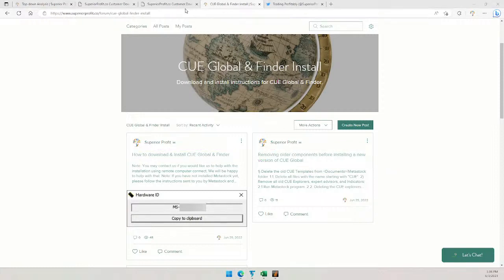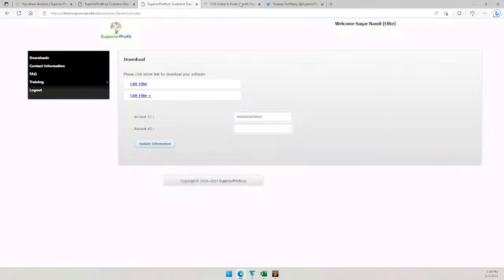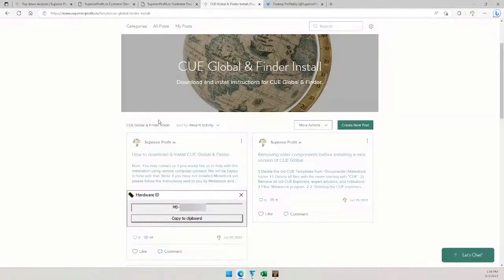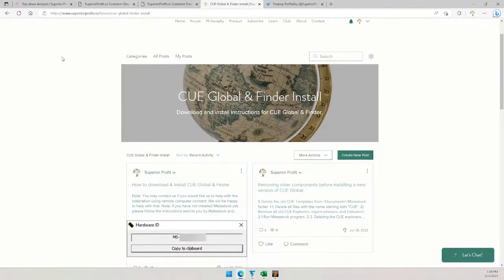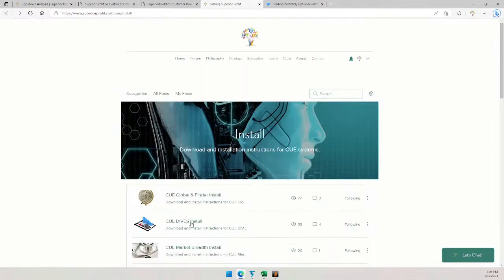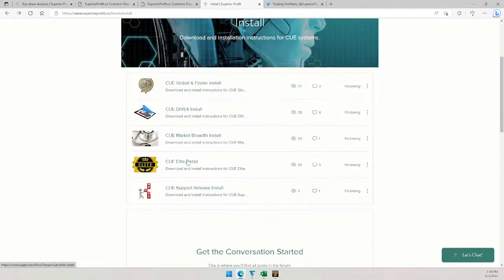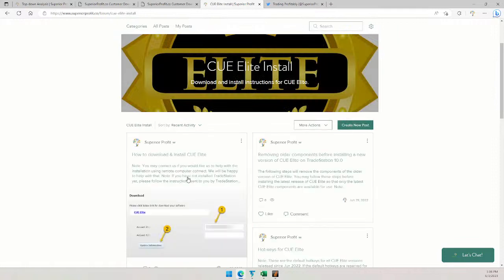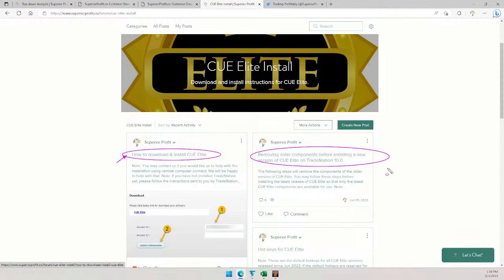Similarly, if we go back to the Q Elite install category, then you will see the steps for how to download and install Q Elite. And before installing that, you may follow the steps here, removing older components before installing a new version of Q Elite on TradeStation 10.